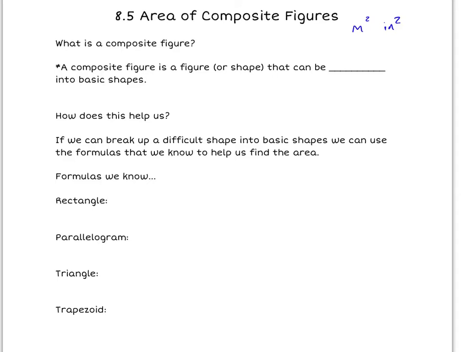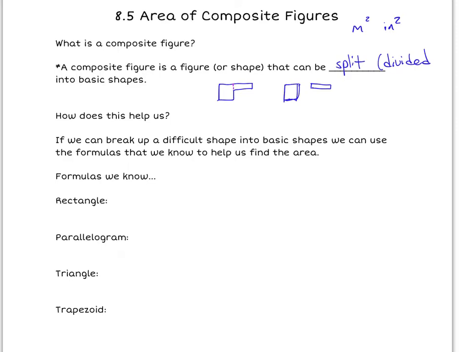A composite figure is a figure or shape that can be split or divided into basic shapes. For example, if you have a shape that looks like this, we have to find the area. We could take a scissors if we wanted and cut that right there, and we would end up with a rectangle like this and a rectangle like that. So we're splitting our one bigger shape into smaller shapes. So how does it help?